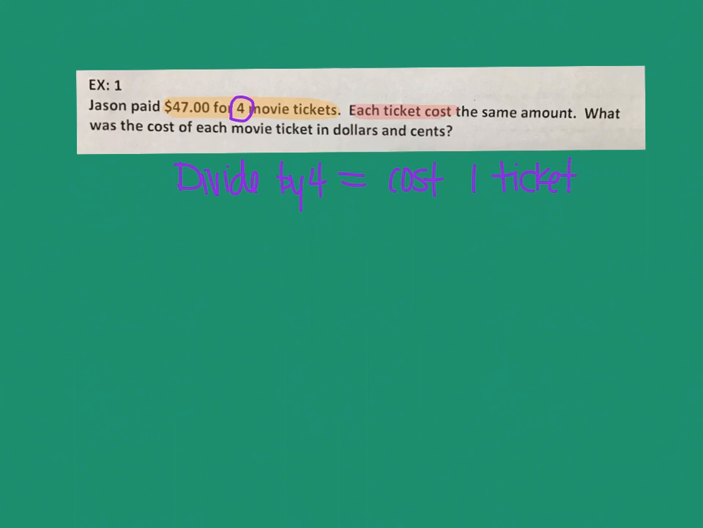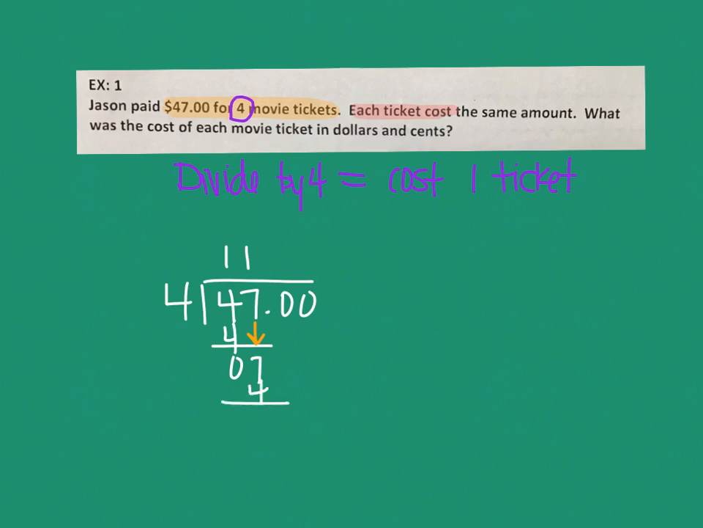I'm going to set up my problem. 4 divided into 47.00. 4 and 4, that goes one time. No remainder. Going to bring down the 7. 4 goes with 7 only one time. So I'm going to subtract 4. I have 3 left over. Bring down the next digit, which was 0. 4 goes with 30 7 times. And I can move my decimal up now into my answer.